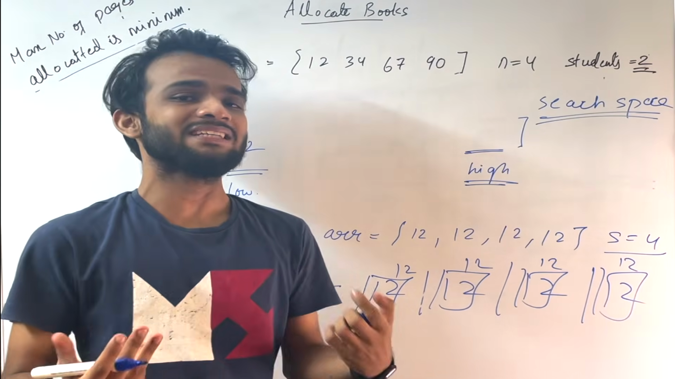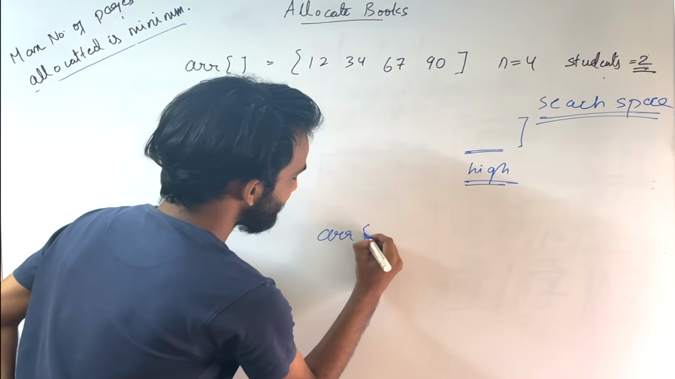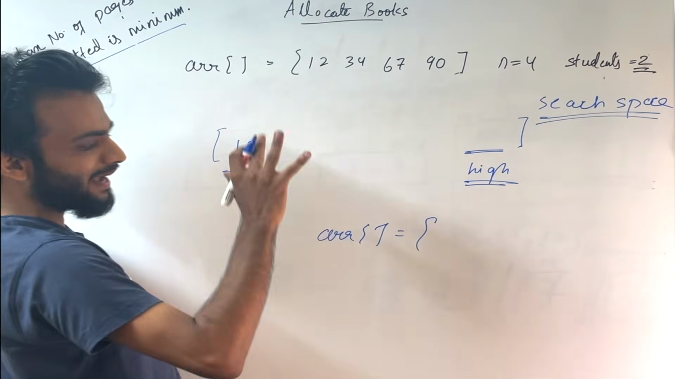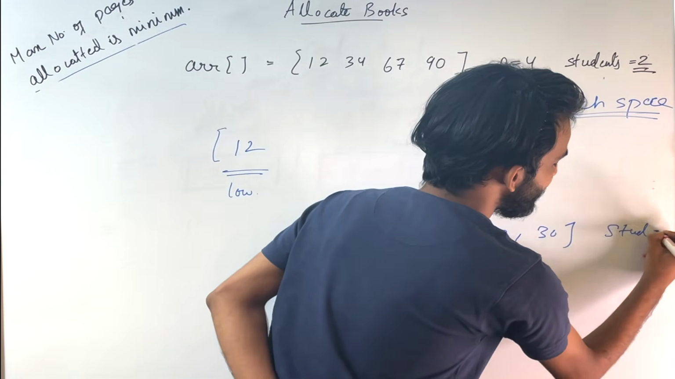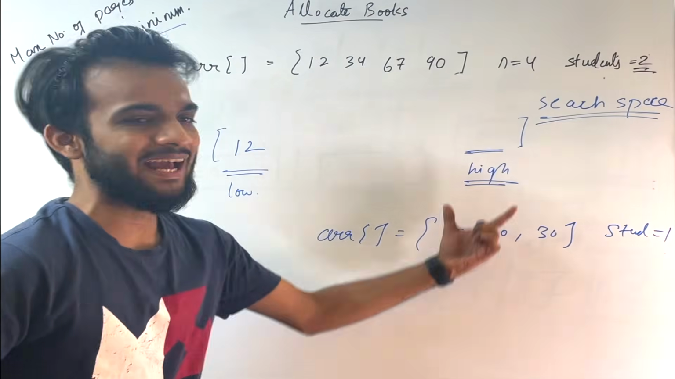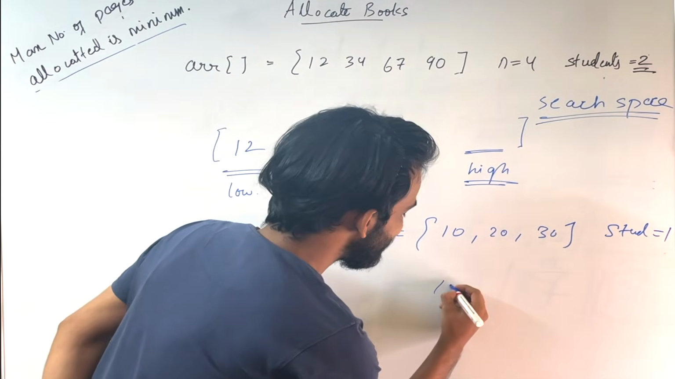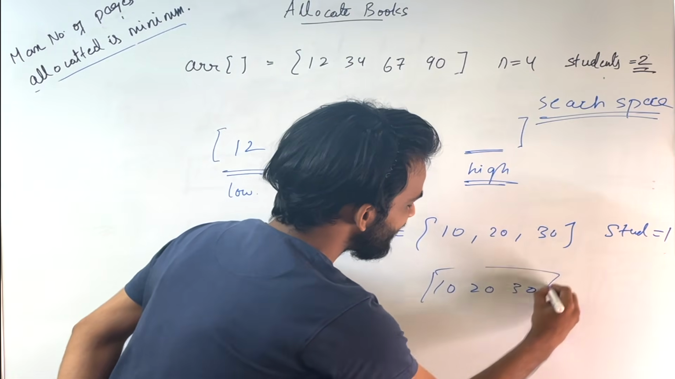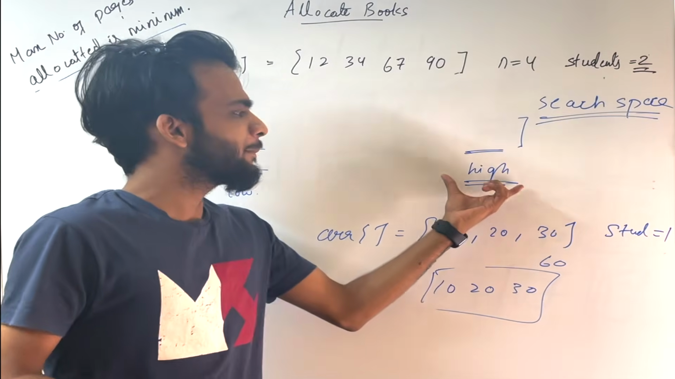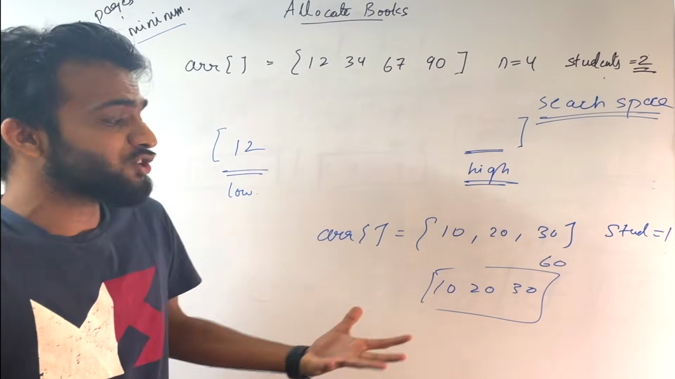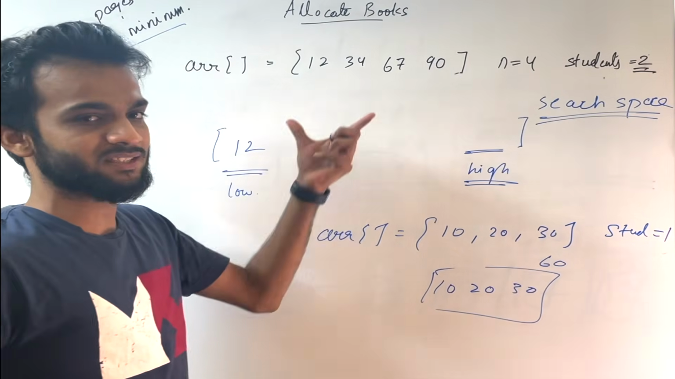Now, what will be the highest answer? Let's figure that out. If I take an example of an array to be 10, 20, and 30, and I'm giving you the number of students as 1, what will be the highest answer? You're going to allocate everything to the student. There's no other option. So that's basically 10, 20, 30, and if you sum them up, you'll get 60. So at the worst case, the maximum answer that a combination can generate is the summation of all these. I hope you understand this.